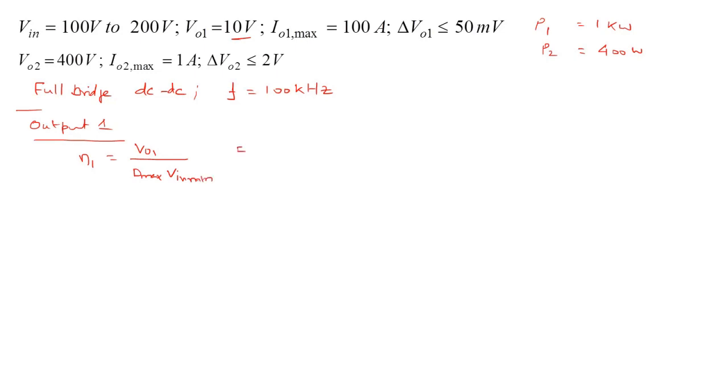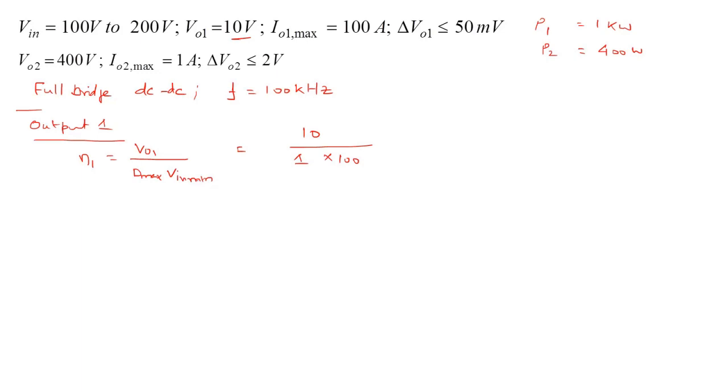VO1, no problem, it's given, it's 10 volts. So what is D max? In a full bridge, we can go theoretically as high as 1. So we'll just put D max as 1, as we are considering ideal components, times Vin minimum, which is 100 volts.